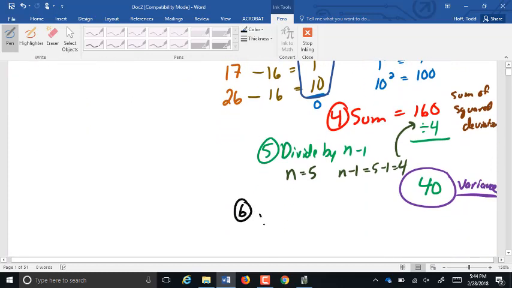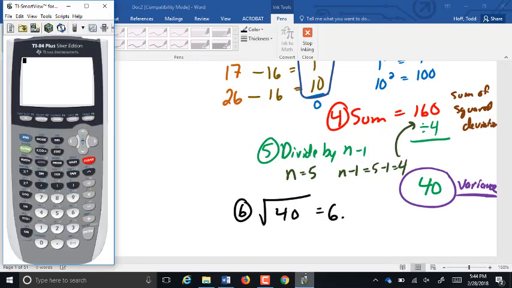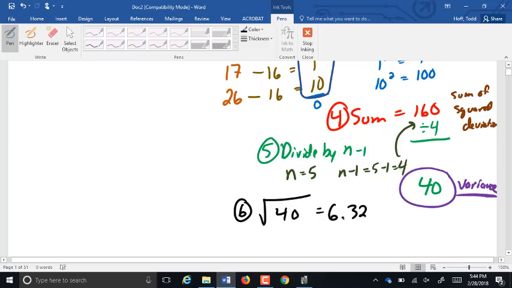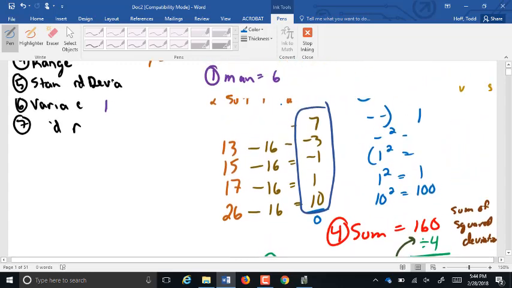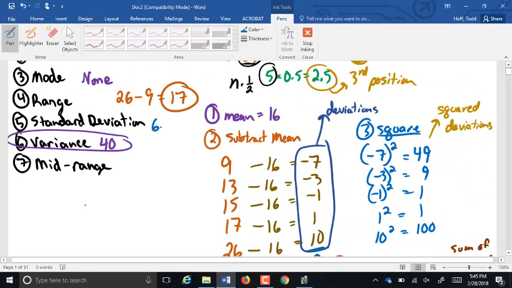Finally, step 6, square root. The square root of 40 is 6.32, we'll go with. That is our standard deviation. Remember we said for standard deviation, you go 2 digits beyond the data. The data here goes to the nearest whole number, or the nearest ones. So 2 digits past that would be the nearest hundredths. So 6.32 is our standard deviation.